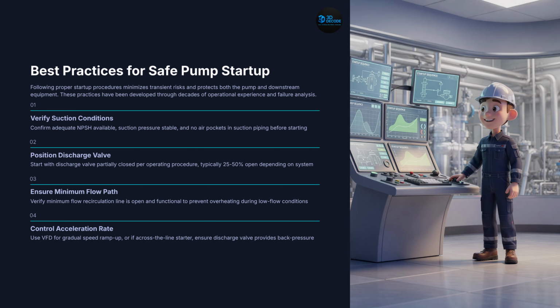Slide 4. Safe startup practices. To avoid problems, always verify suction conditions and NPSH. Start with the discharge valve partially open. Ensure minimum flow path is available. Use controlled acceleration, preferably with a VFD. These steps ensure safe startup.